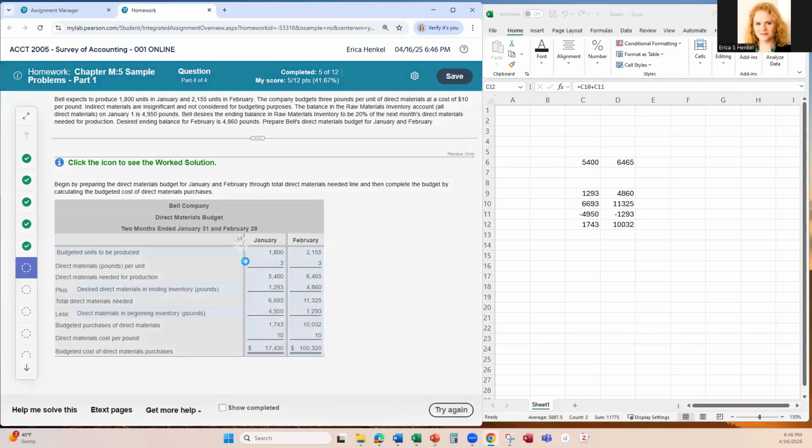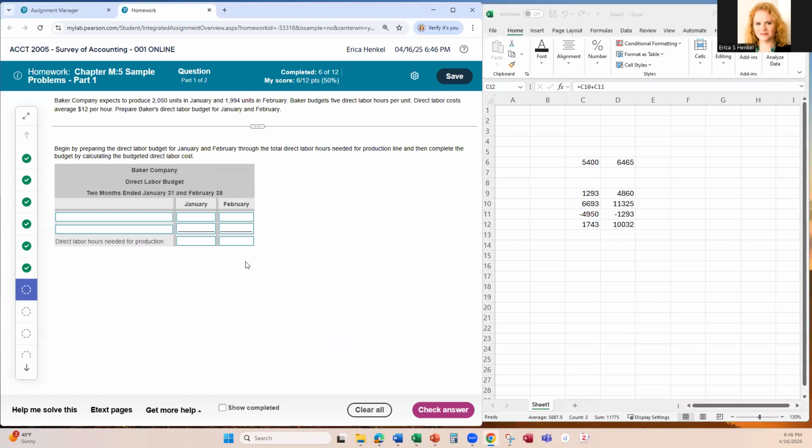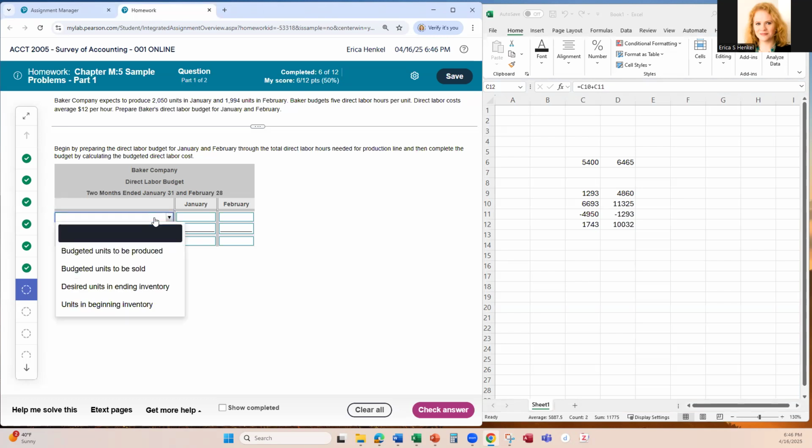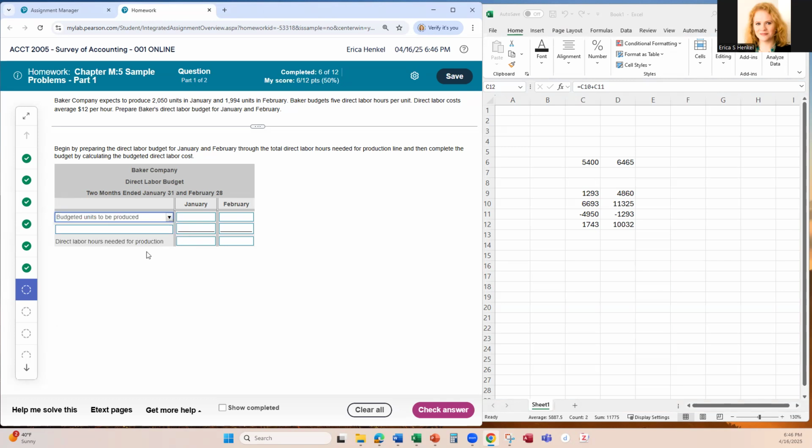And that is problem number 6. Okay. So for this one, we're doing a direct labor budget. So again, with labor, we do a similar process to what we did on the materials, and we need to start off with our budgeted units to be produced. So we expect to produce in this problem 2,050 units in January and 1,994 in February.